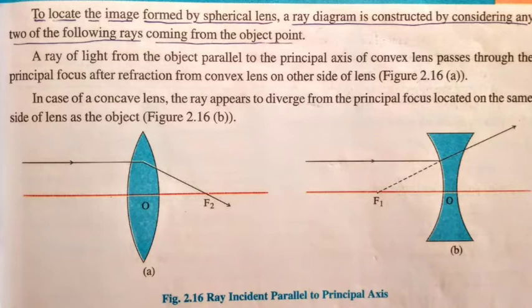A ray of light from the object parallel to the principal axis of a convex lens passes through the principal focus after refraction from the convex lens on the other side of the lens, figure A. In the case of the concave lens, the ray appears to diverge from the principal focus located on the same side of the lens as the object, figure B.